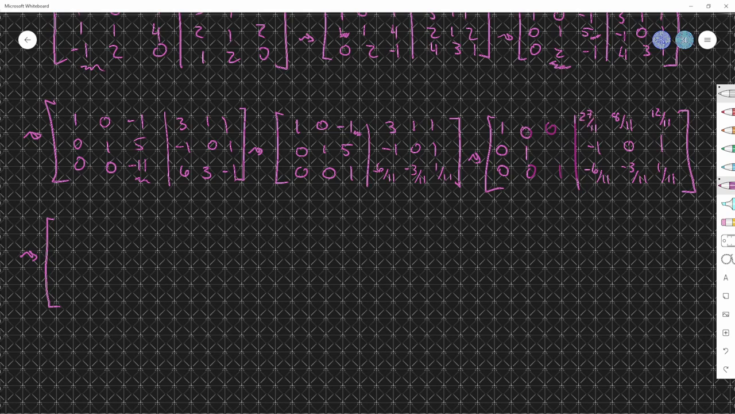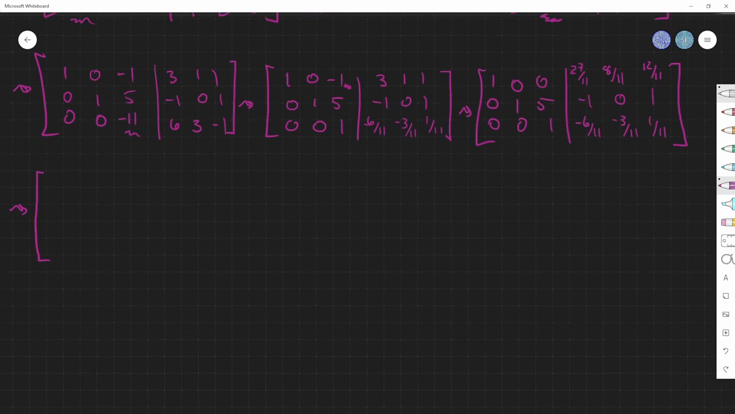this 5 that I already got rid of by accident. All right, get rid of this 5. Just divide by negative 5. So now we're going to have our identity on the right side and our answer on the left side. Well, at least we don't have to work with fractions on fractions. It'll be 12 over 11. The bottom one will be negative 6 over 11, negative 3 over 11, and then 1 over 11.